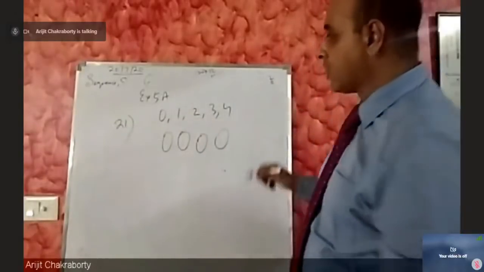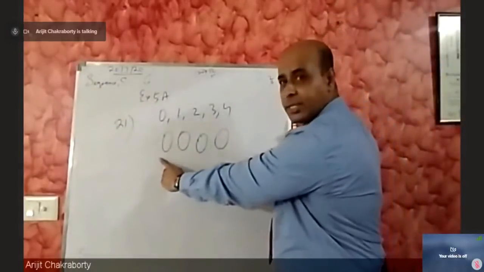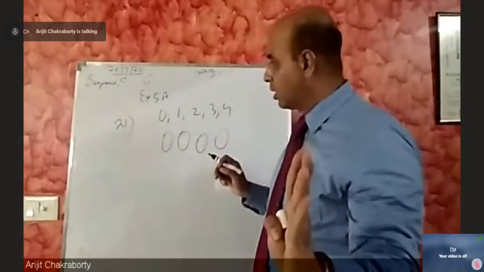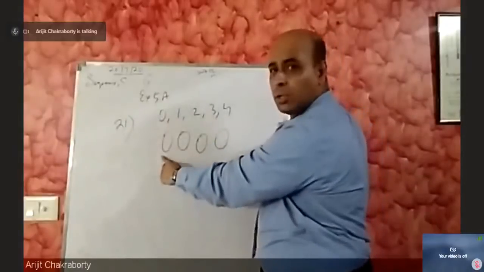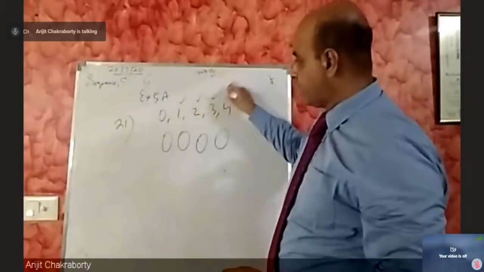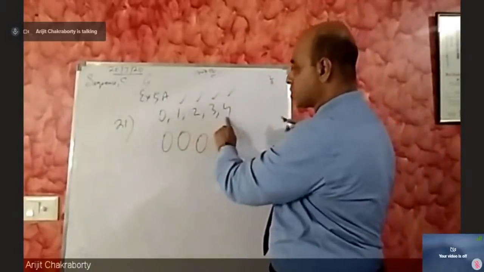Okay. Now the question is, first digit, how many choices do you have? It has to be a 4-digit number. So if you start with 0, no, it will not be a 4-digit number. You can start with 1, you can start with 2, 3 and 4. So you have 4 options. So I write 4.